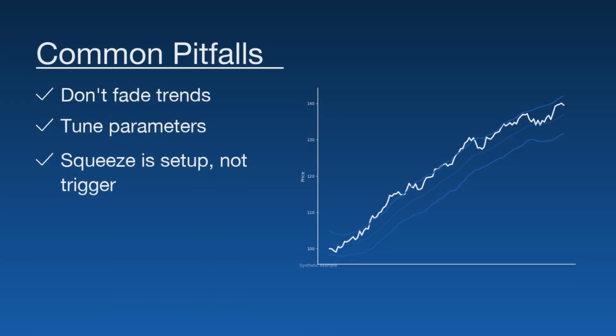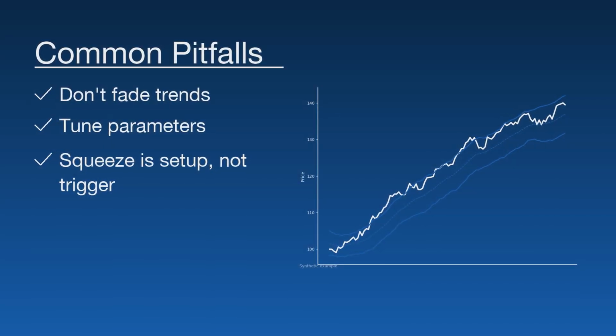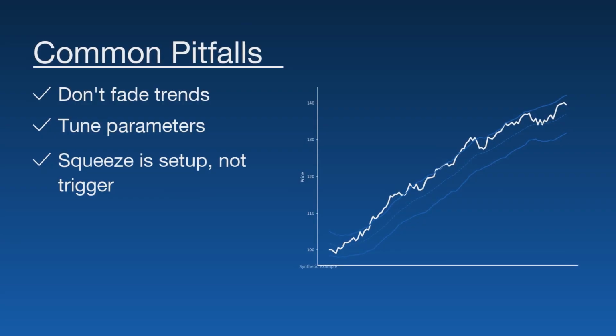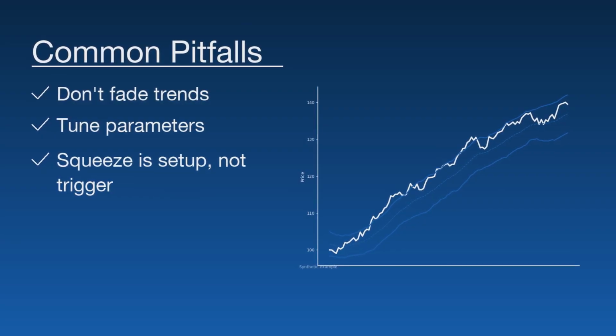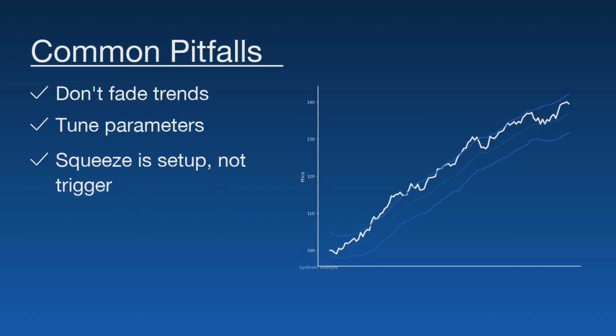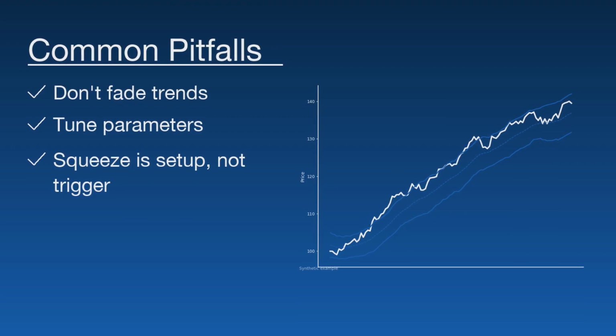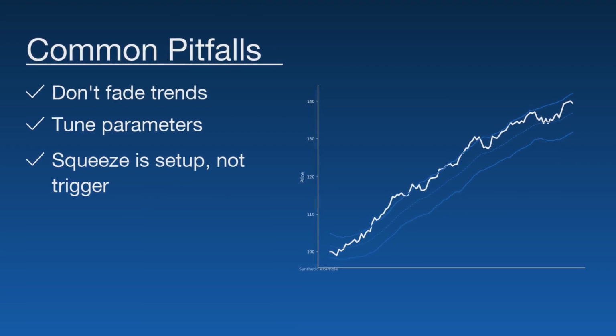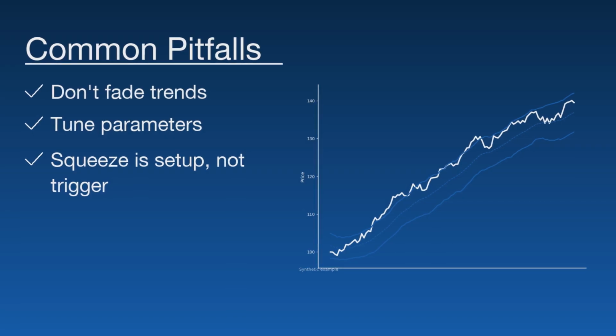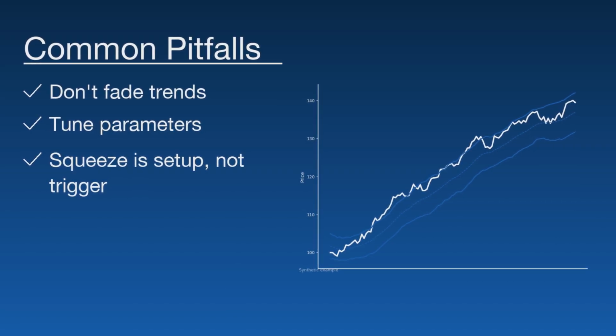3 mistakes to avoid. First, fading every band touch in a trending market gets you run over. Second, using default parameters on every time frame and asset ignores volatility regime. Third, treating the squeeze as a buy signal when it is really a setup, not a trigger. Wait for the expansion candle.